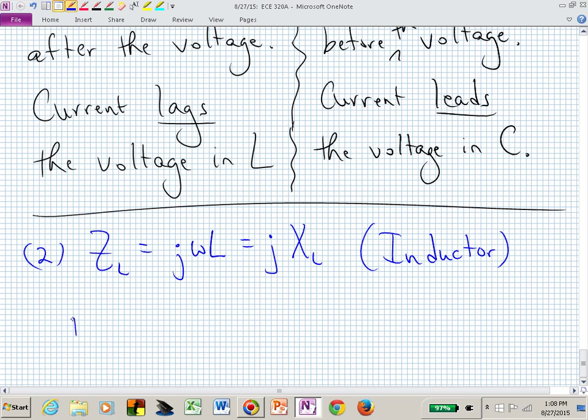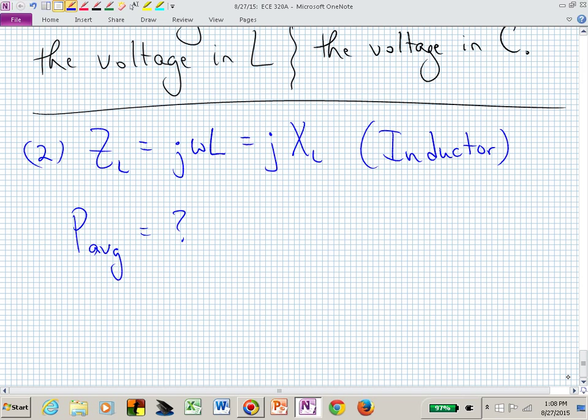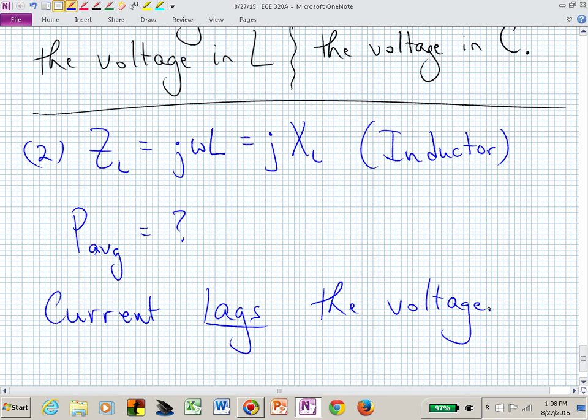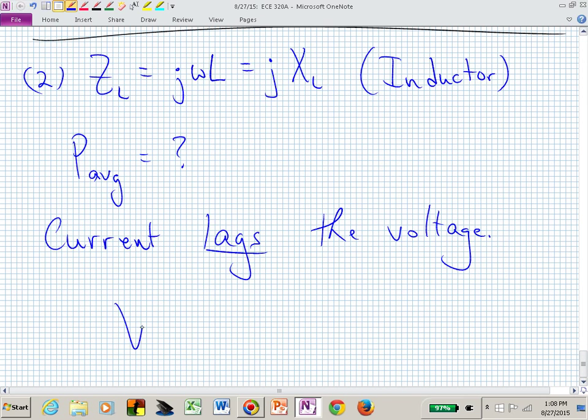Now, what is P average for an inductor? What's the real power of this inductor? Well, now we can go back and say, in a pure inductor, no resistance is present. We know that the current lags the voltage. That's from ELI. And we know Ohm's law.